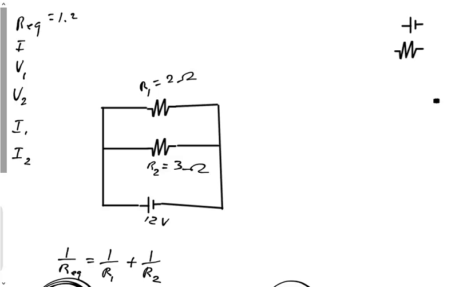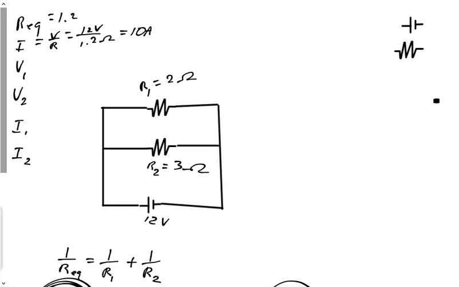Now everything else goes similar to the other situation. So we have V over R is equal to I. So that's going to be the 12 volts over 1.2 ohms. That gives me 10 amps.